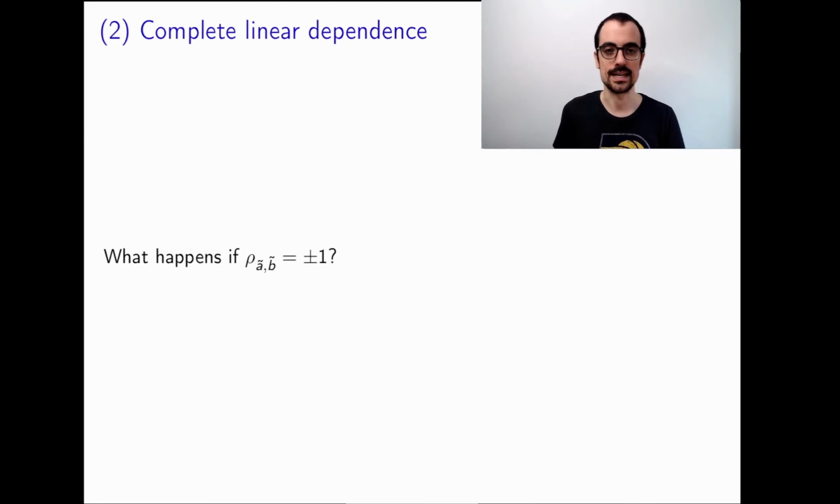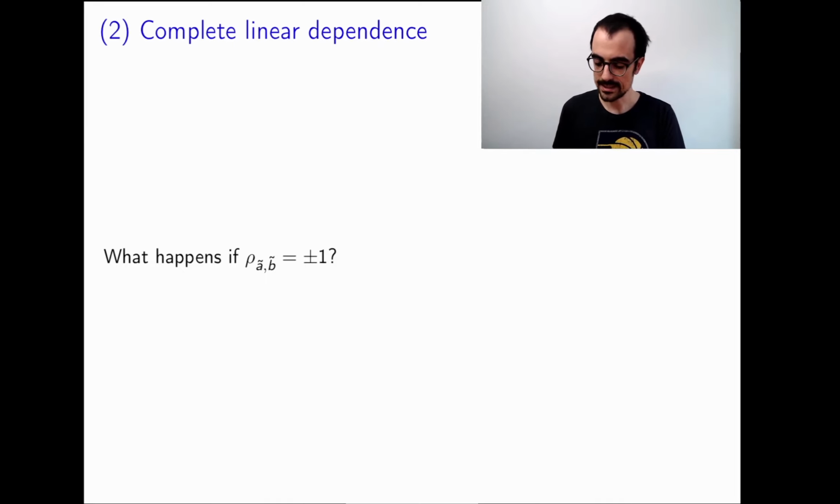Let's move on to the second important consequence. So let's think about what happens if the correlation coefficient is exactly equal to minus 1 or exactly equal to 1. We know that it's between minus 1 and 1, but it could be equal to minus 1 or equal to 1.